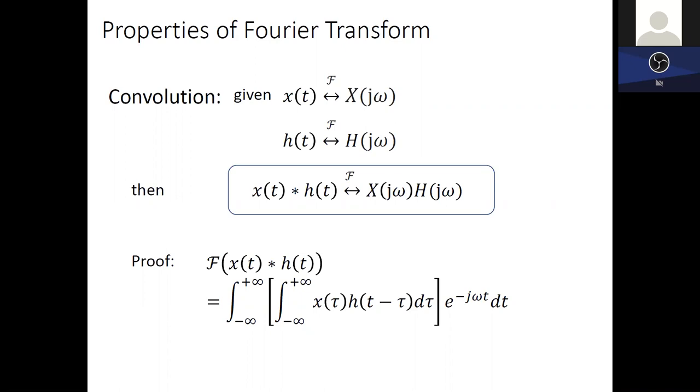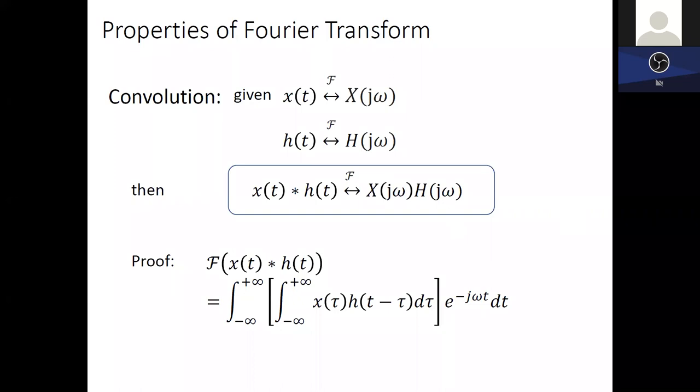It says the following. We have two signals on the time domain, one is x of t, one is h of t, and their Fourier transforms are respectively capital X and capital H. Then if we have a new signal, x of t convolved with h of t, we know that the convolution of two signals is still a signal on the time domain. But if we perform Fourier transform on this convolution, the result on the frequency domain is capital X times capital H. This XH on the right-hand side just means we multiply the values of the two functions for every particular omega, so point-wise over omega.